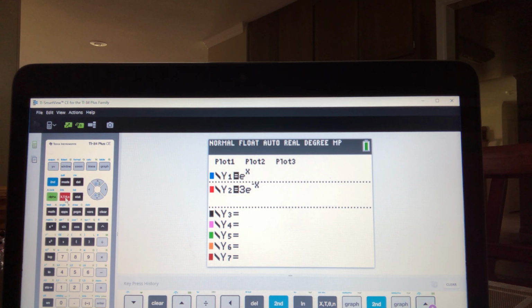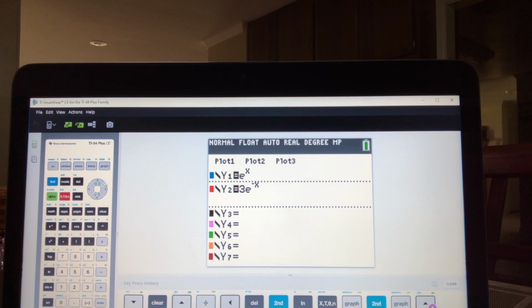So the base is still e, still an exponential growth, but the 3 would be called a vertical stretch because 3 is multiplied to the base e. And then the negative x, because that negative symbol is part of the exponent, you would call that a reflection across the y-axis. So please write down those two things, a vertical stretch by 3, and then a reflection across the y-axis.